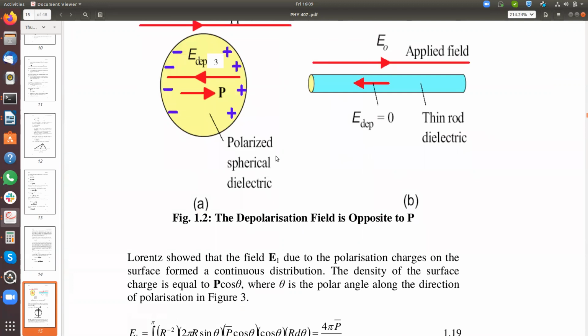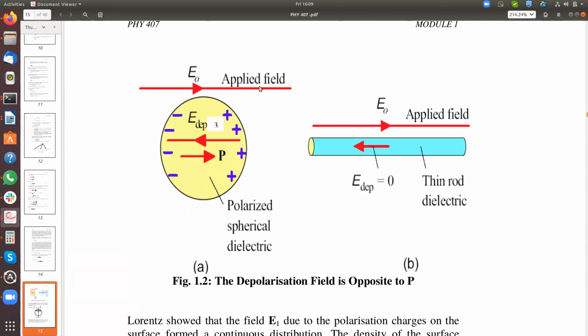Like I was saying the other time, there are two charges here, the negative and the positive charge, while you have E naught, which is the applied field, and EDP, which is the depolarization field, and this is in the opposite direction to the polarization. The same thing in the rod, you have something like this.